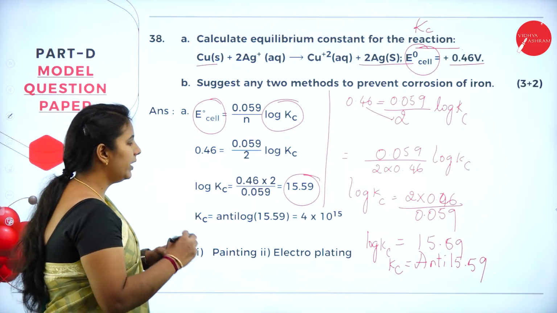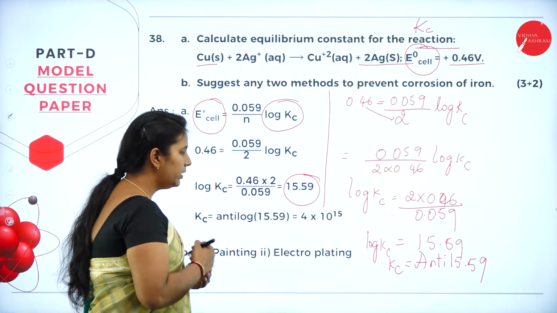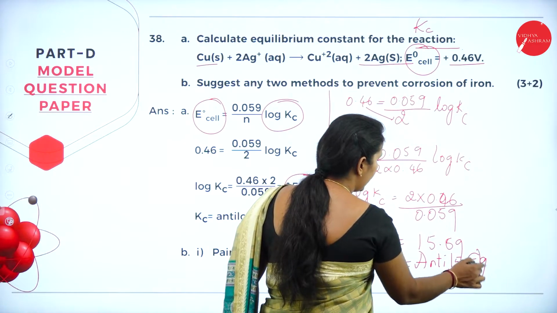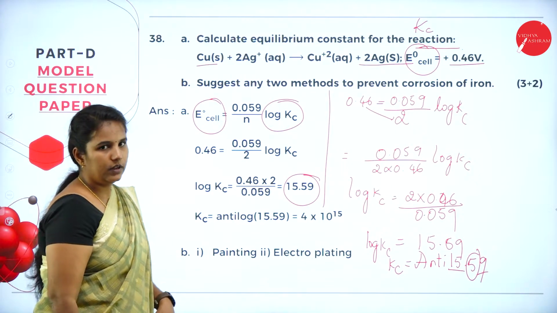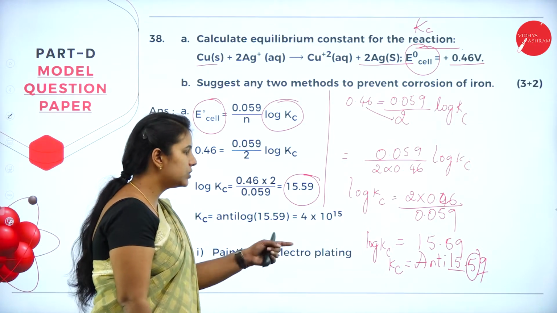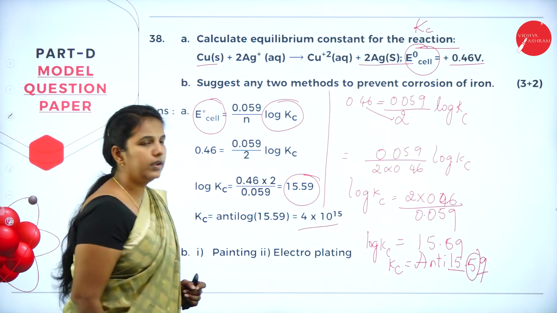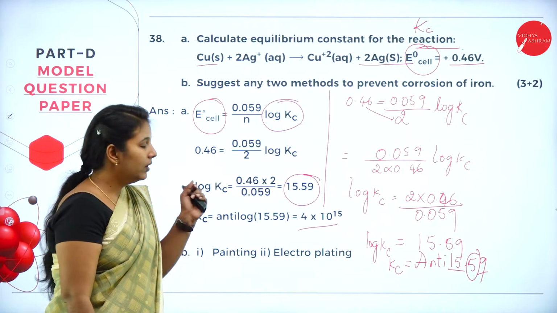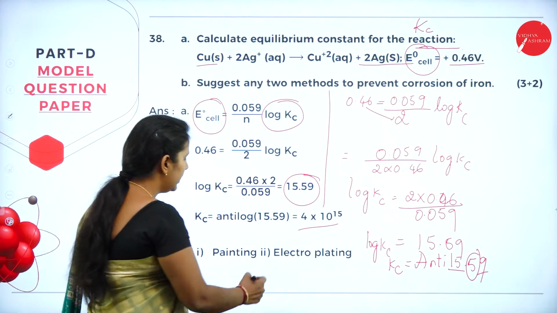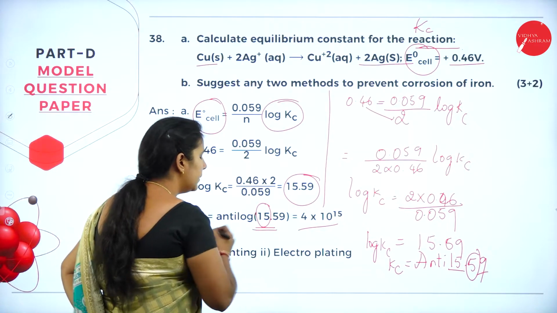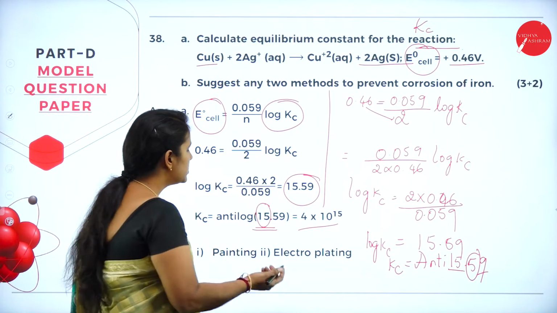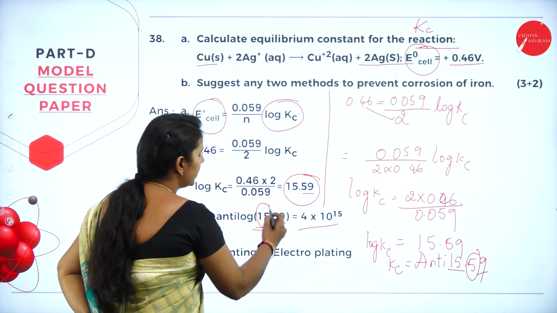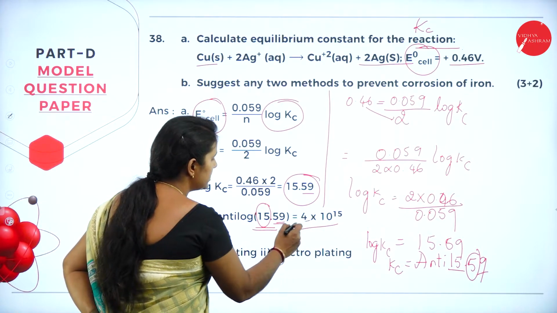15.59. So, while looking at the anti-log, you need to understand that at 15, what will be the value under the 5 and by adding the 9. So, how much will you get? It is 4 into 10 raised to the power of 15. Why is it 15? While calculating the anti-log, this 15 will become a base. So, under 59, you will see the anti-log value. So, anti-log of .59 is 4.